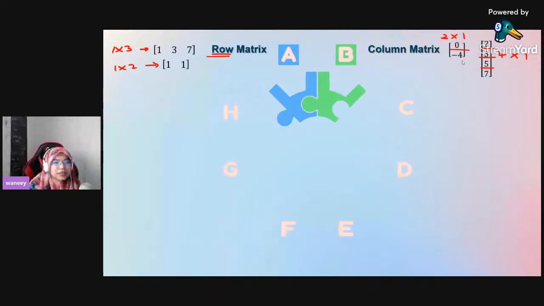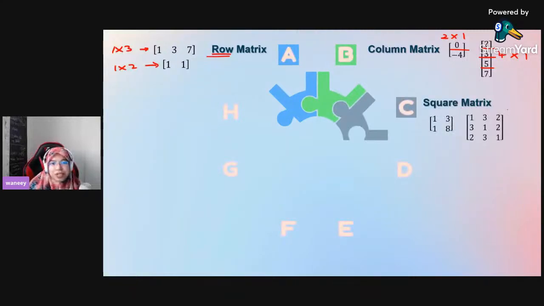Okay, next. Square matrix. So what do we mean by a square matrix? That means the number of rows is the same as the number of columns. So for example, over here, this is a 2 by 2 because we have 2 rows, 1, 3, 1, 8, and then we also have 2 columns, 1, 1, 3, 8. So this is 2 by 2.